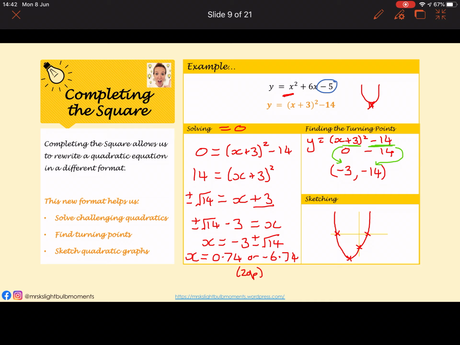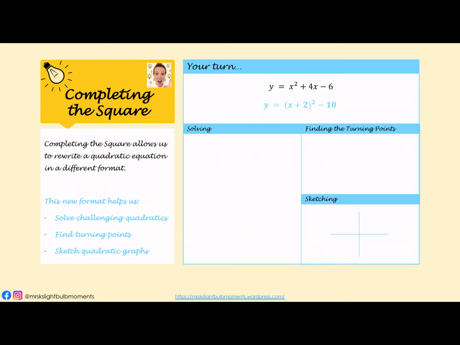Okay, are you ready to try one of those? There's a lot in one go. You're going to have to solve, so remember set it equal to 0, find the turning points, and then sketch your graph. All right, have a go at this one.